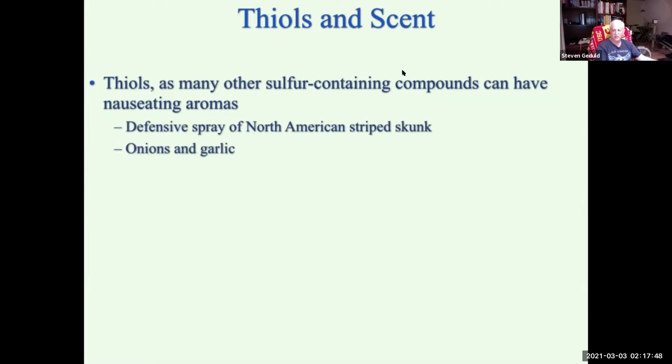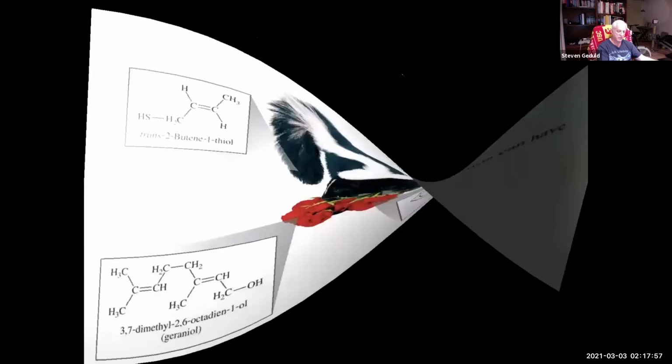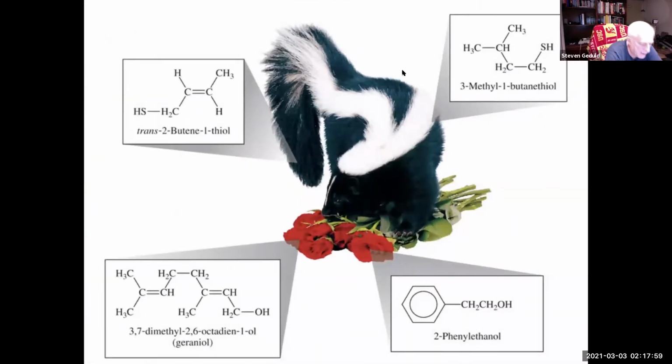Onions and garlic, the smell from those are thiols. They're a sulfur hydrogen group. They have a distinctive aroma to them. Okay, so here are the different thiols, different smells you can have. You have trans. Again, if it's trans, you know that the alkyl groups or the hydrogen groups are on opposite sides of the double bond. Same side is cis, opposite side is trans.